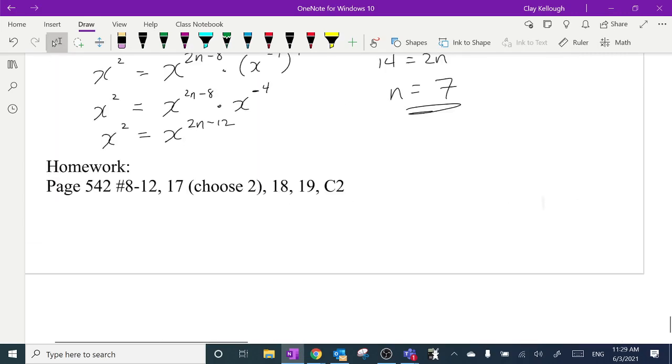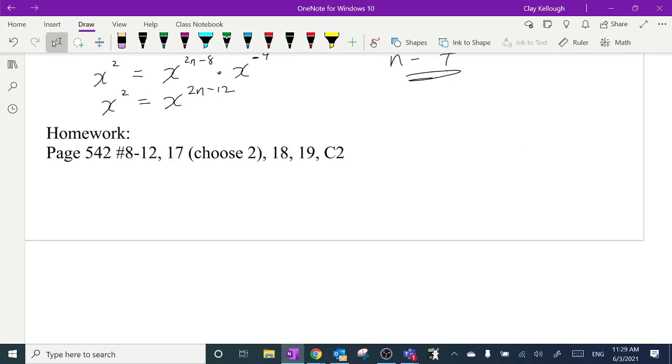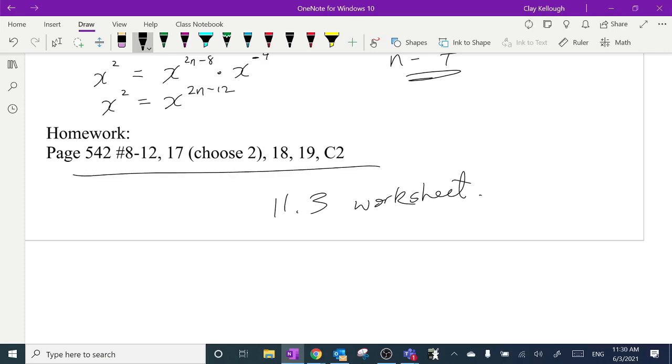So that's the assignment. You can now do the 11.3 worksheet in your workbook. And if you want extra practice, there is, of course, always the textbook questions for extra practice. Okay, I'm going to stop my video right now and see if anybody has any questions.